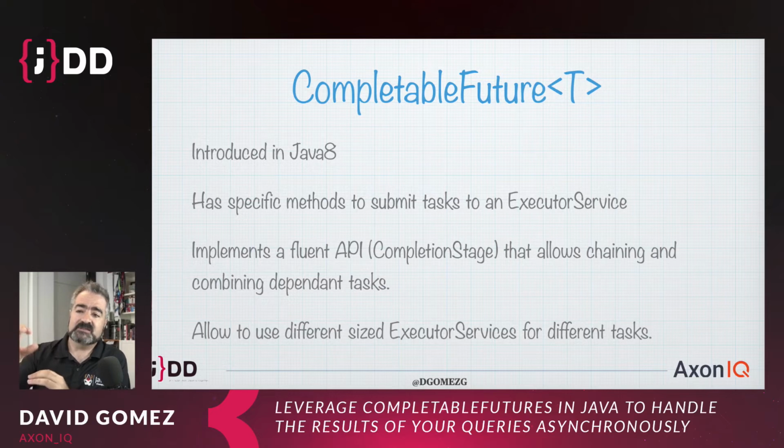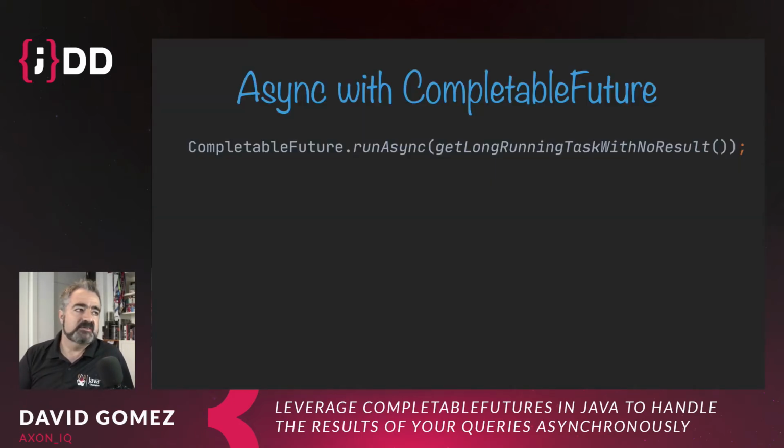So even in the case that we have heterogeneous tasks that are going to do different things, maybe we have a first task that is going to query something from an external system that is going to take some time, and then we will probably have another second task that is going to process that request that is CPU intensive, and we could use a different size executor service or a different size thread pool. So this is something very useful also in the way that we use completable futures. Let's see this with an example.